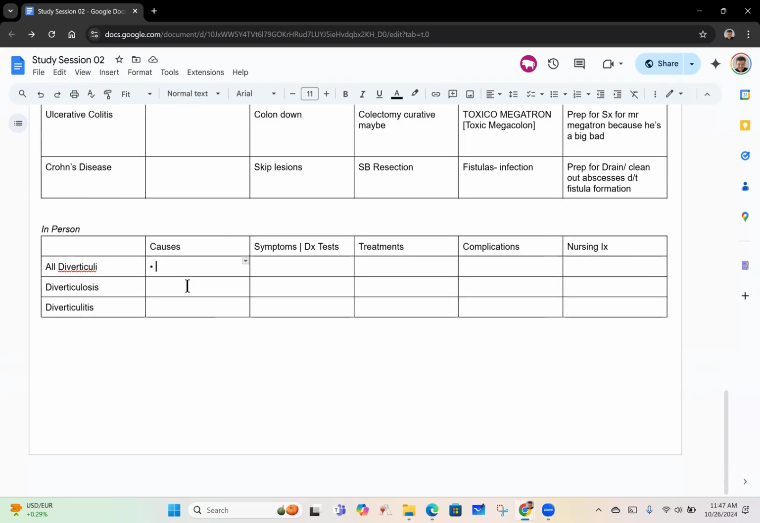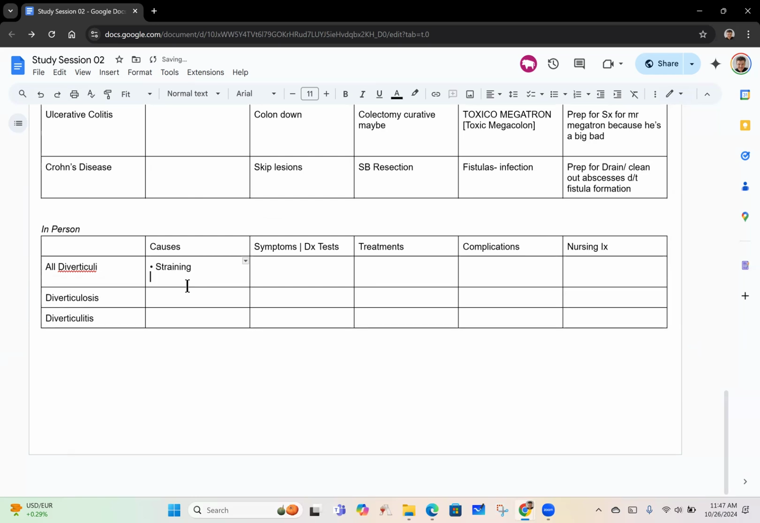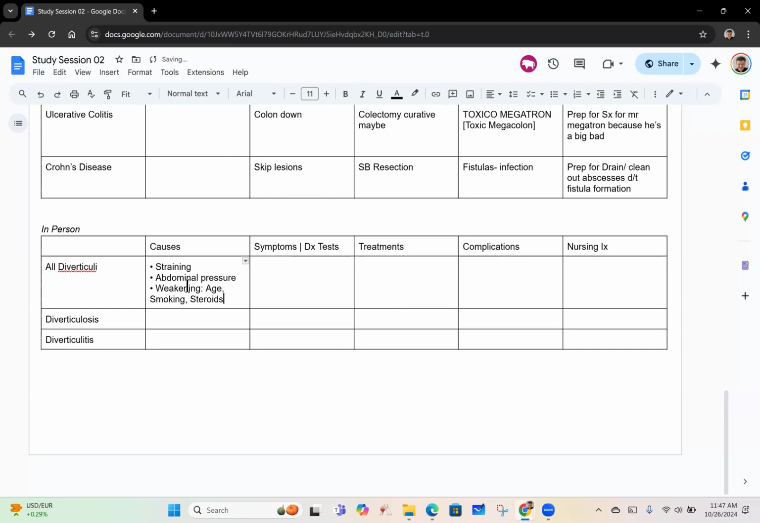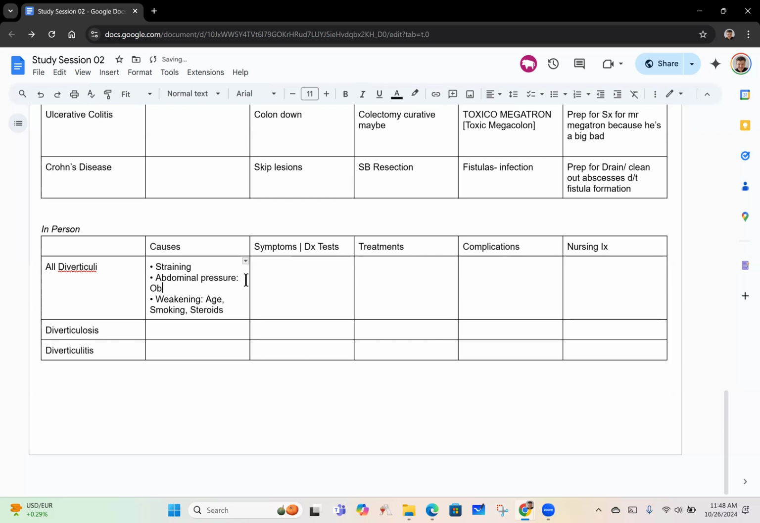All diverticuli, right? So it's caused by, what did we just say here? It says straining, right? There's straining, there's abdominal pressure, and there's weakening, right? And weakening, you could say what? Age, smoking, steroids, right? Steroids break down collagen, right? What else? Abdominal pressure, we said. Obesity.